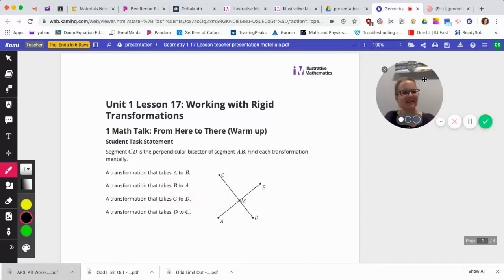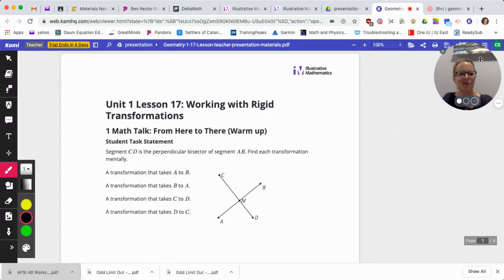Hi, Geometry. Unit 1, Lesson 17, working with rigid transformations. So we spent 2 lessons on symmetry, and now we're moving back into a little bit more of that rigid transformation and talking about how it affects congruency and shapes and all of that. So let's look at this warm-up.